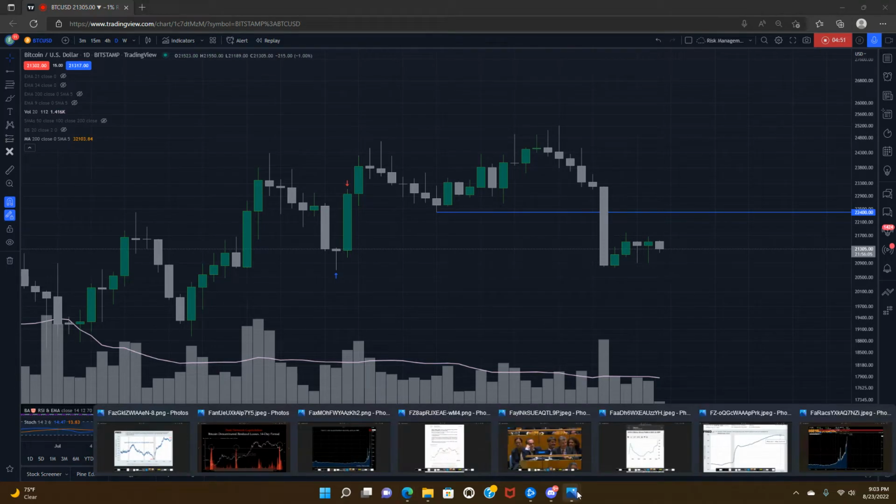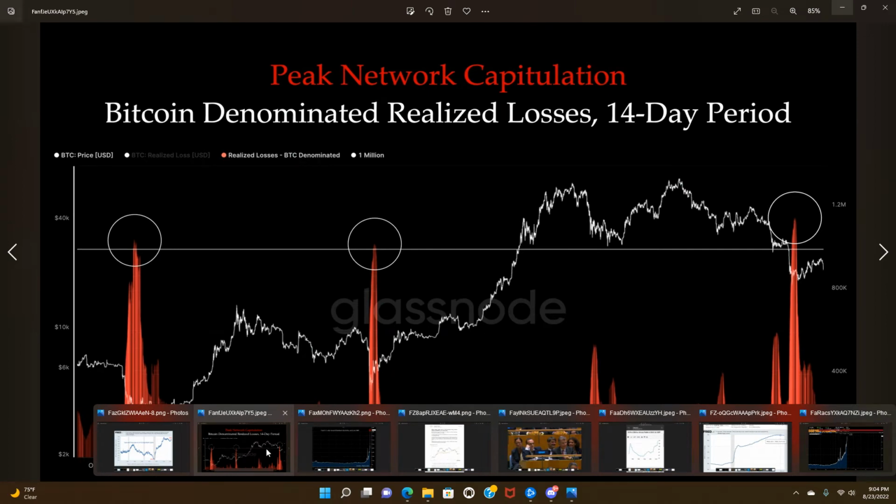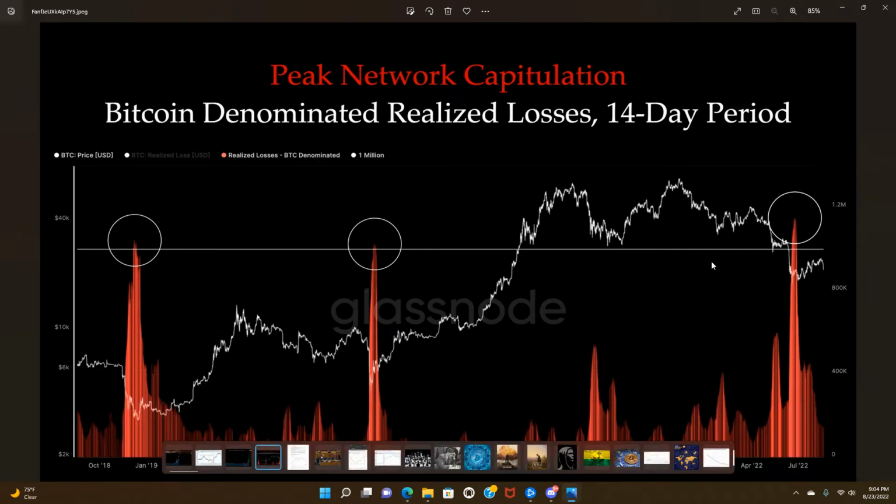So I just want to draw your attention to some of the things I was looking at, different graphics down here. Basically, you have this peak network capitulation.